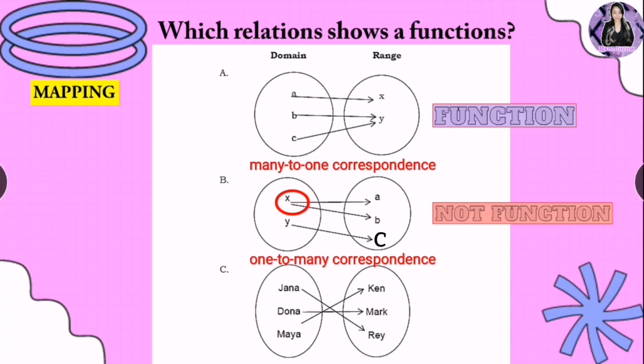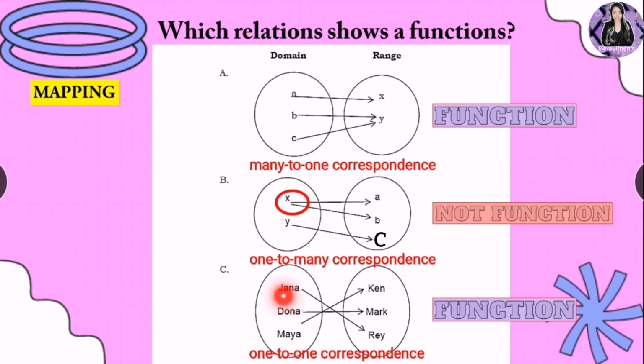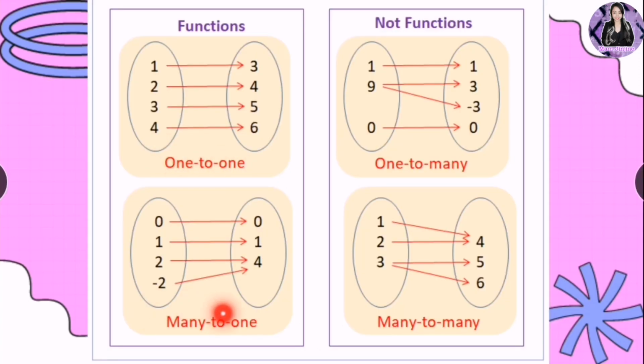How about letter C? We have here Jana is being paired to Ray, Donna is being paired to Mark, and Maya is being paired to Ken. And this is what we call one-to-one correspondence because every element in the domain corresponds to every element in the range. Is this a function or not? Correct. It is a function because each element in the domain corresponds to a unique element in the range. Always remember this: one-to-one and many-to-one can be a function, but one-to-many and many-to-many cannot be a function.